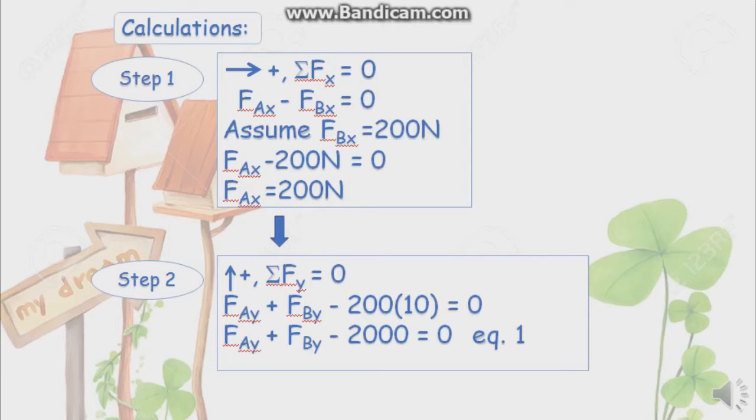Step 2. The force directed outward is always assumed to be positive, and the summation of Fy equals 0. So FAY plus FBY minus 200 times 10 equals 0, where 10 is the length of the structure. So you will get equation 1, which is FAY plus FBY minus 2000 equals 0.